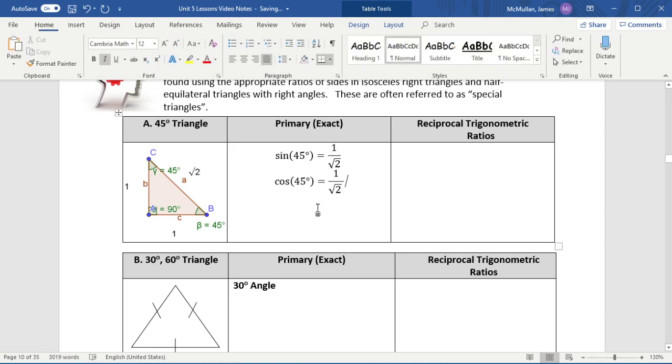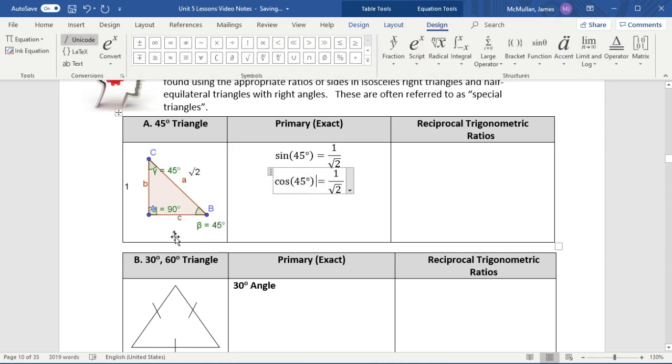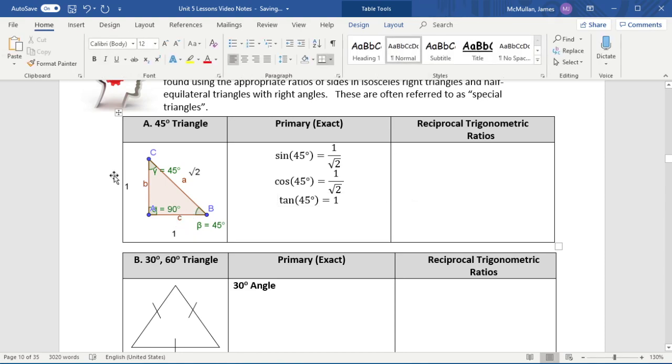There we go. Okay, cos 45 would be the same argument. Let's say we're looking from the perspective of this angle. The adjacent is a 1. The hypotenuse is a root 2. Now the tangent of 45 is equal to the opposite divided by the adjacent, which is just 1, right? Because the opposite is 1 and the adjacent is 1.